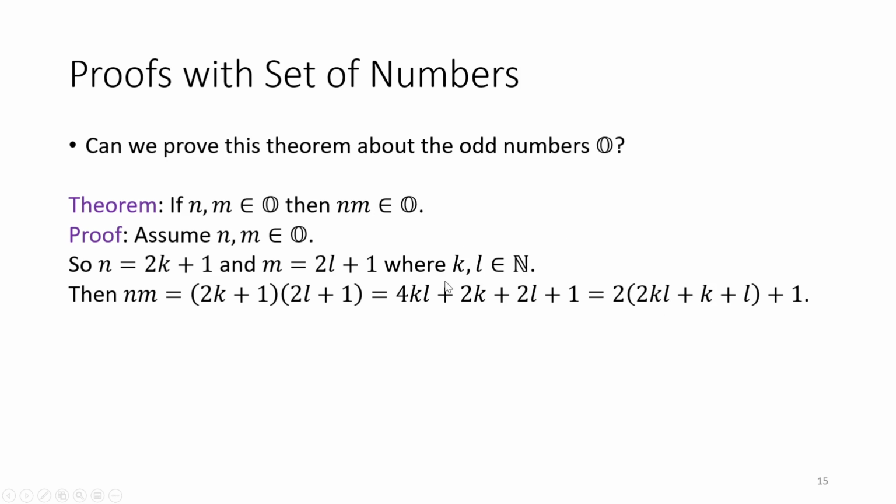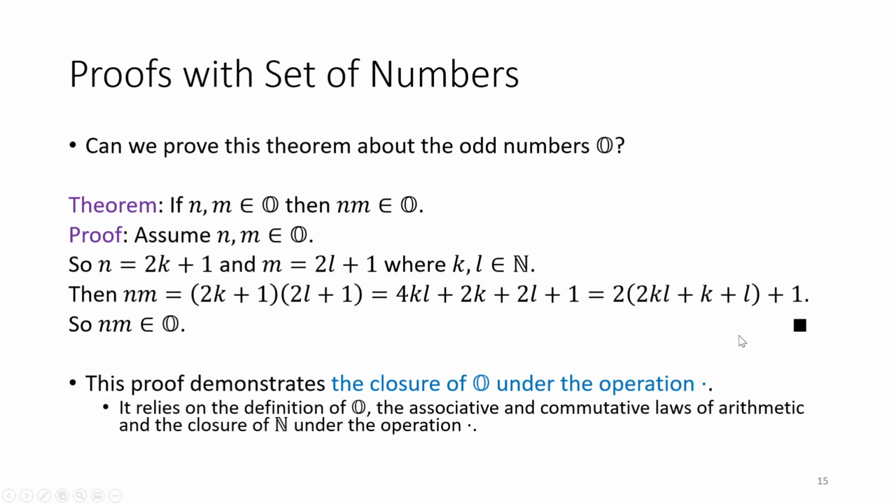Now, assuming k and l are natural numbers, then this whole thing is a natural number. So that means I've now written this in the form of an odd number. So we can say, yeah, this is an odd number, so n and m must be odd. And we're done. Okay, so again, using the same idea as before, this is the closure of the odd numbers under multiplication. So two odd numbers multiplied together is always an odd number. Two even numbers multiplied together is always an even number. Again, think about that for addition, subtraction, and division if you like.